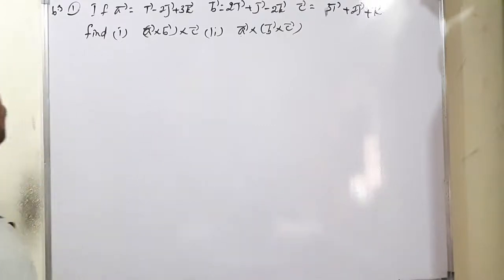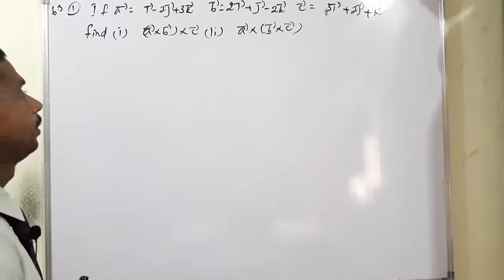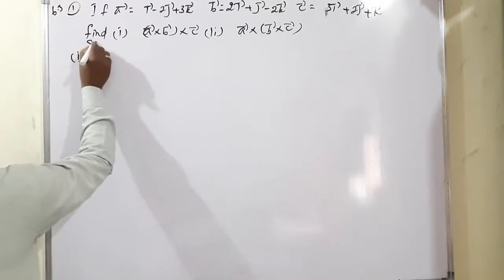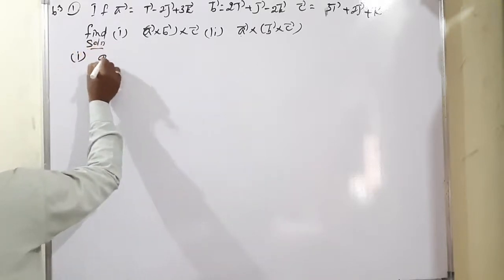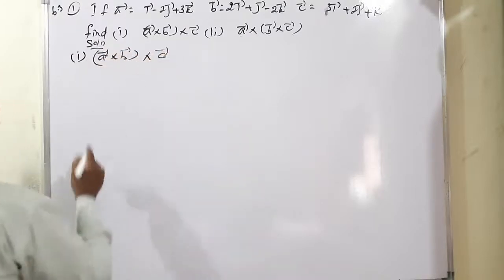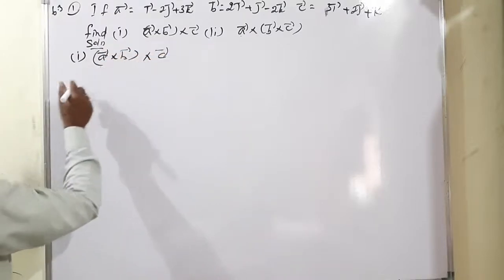In this session, we are going to do exercise 6.3. Question number 1: if vector A is equal to i minus 2j plus 3k, then vectors B and C are also given. We have to find two subdivisions. Subdivision 1, solution: A vector cross B vector cross C vector. First we have to simplify the bracket.